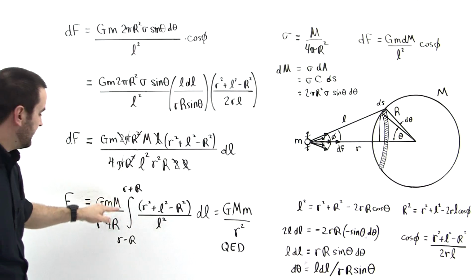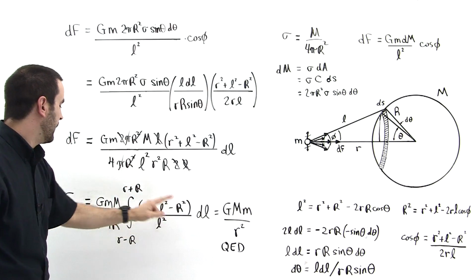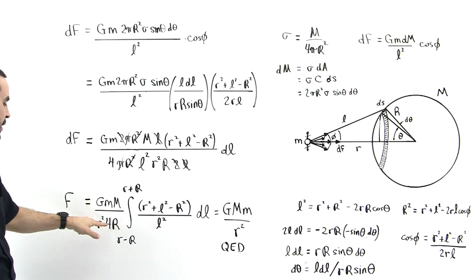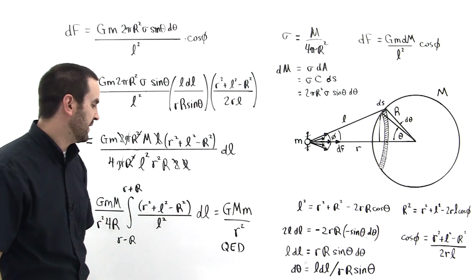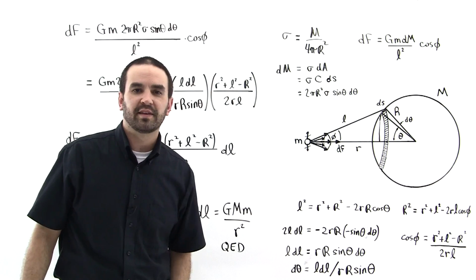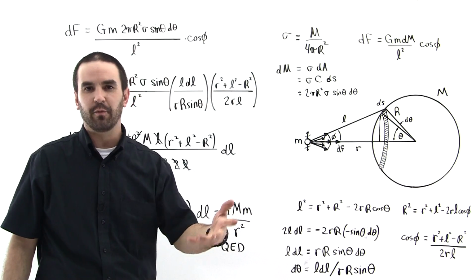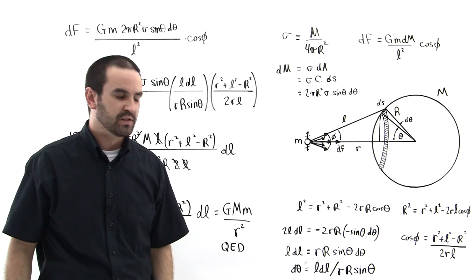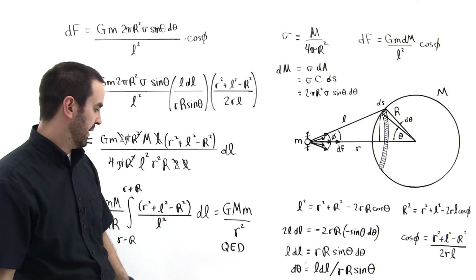Now this integral in here will end up coming out to be 4r, and it will cancel this 4r, and you're left with G capital M little m divided by r squared. QED, quod erat demonstrandum, which means that which was to be demonstrated. So in Latin, it's quod erat demonstrandum.